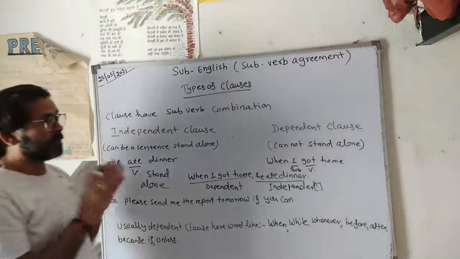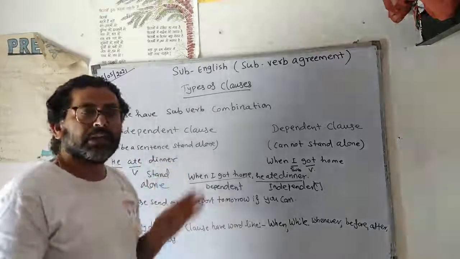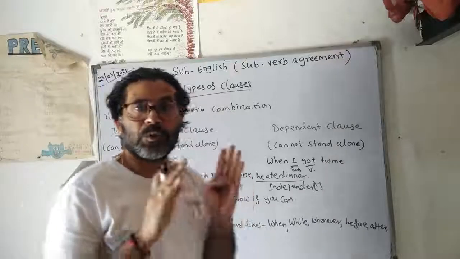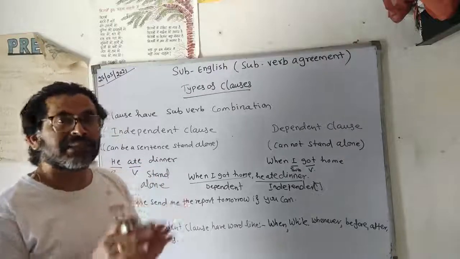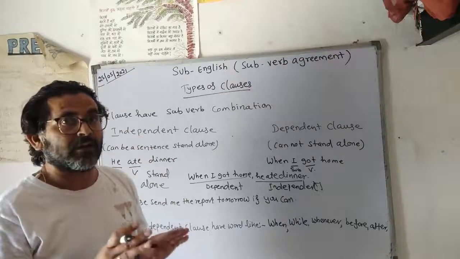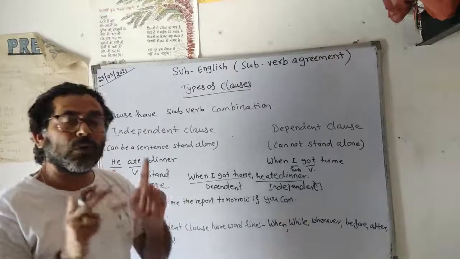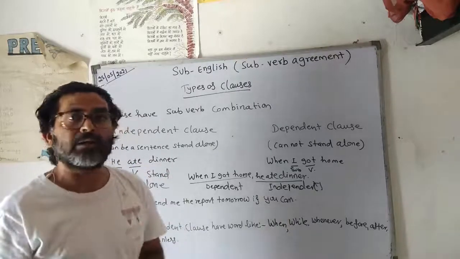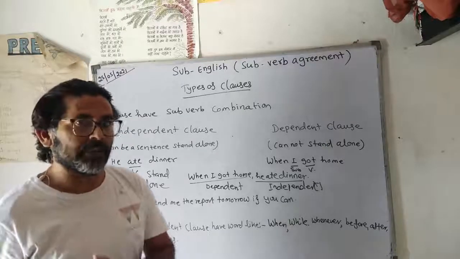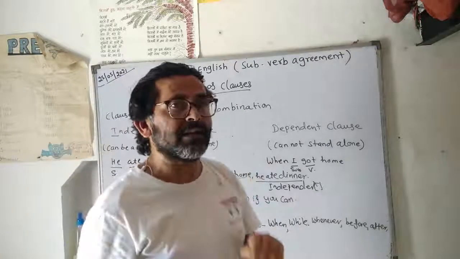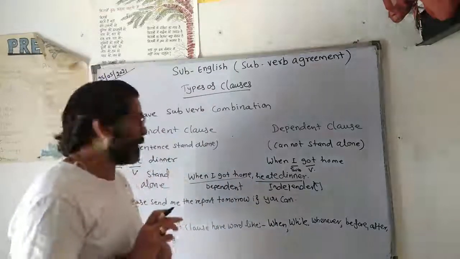You understand the difference between dependent and independent clauses? The similarity is that both clauses have subject and verb agreement, and the difference is that an independent clause stands alone, but a dependent clause always depends on an independent clause, and it cannot stand alone without one.